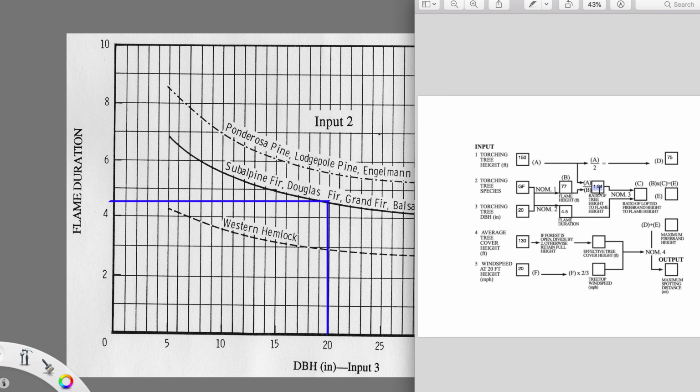So we have the flame duration and the ratio of the tree height to flame height. We can fill in C. We can punch those numbers into nomogram number 3 to get our block C, the ratio of the lofted firebrand height to the flame height.